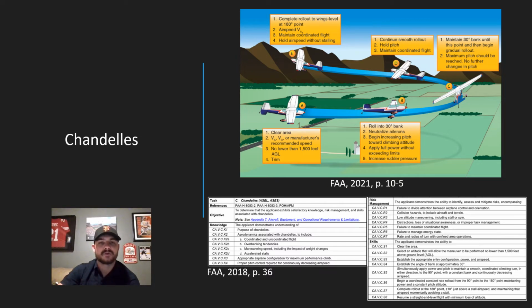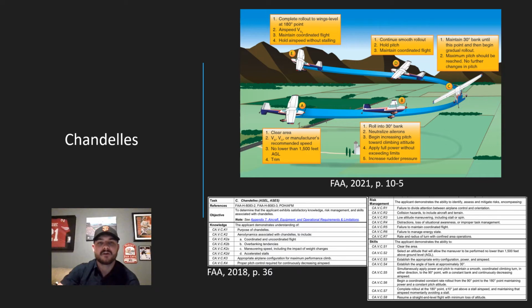The pilot must clear the area, select an altitude above 1,500 AGL, then establish the appropriate configuration, power, and airspeed. The maneuver can be split into two stages, prior to and after the 90-degree point. Begin with a 30-degree bank while simultaneously adding power and pitch for a coordinated climbing turn. In the first half, bank remains constant while airspeed decreases with a gradual increase in pitch.